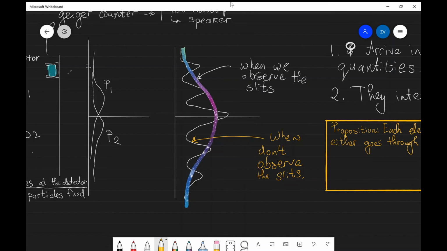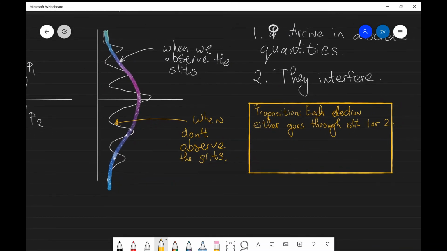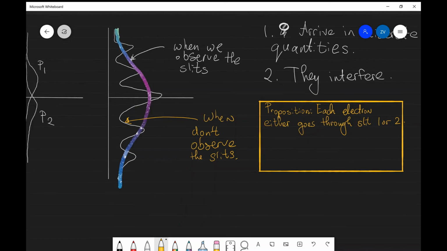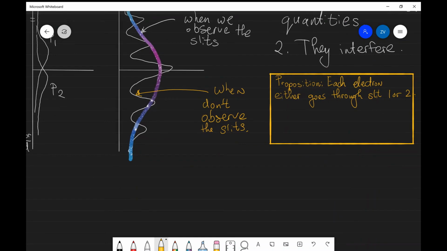The great physicist Richard Feynman did a famous logical proposition. So I have this proposition over here, and let's say that we can just propose that each electron either goes through slit number 1 or slit number 2. Well, if we were to block, let's say, slit 1, what we're going to do is we're going to get P1.